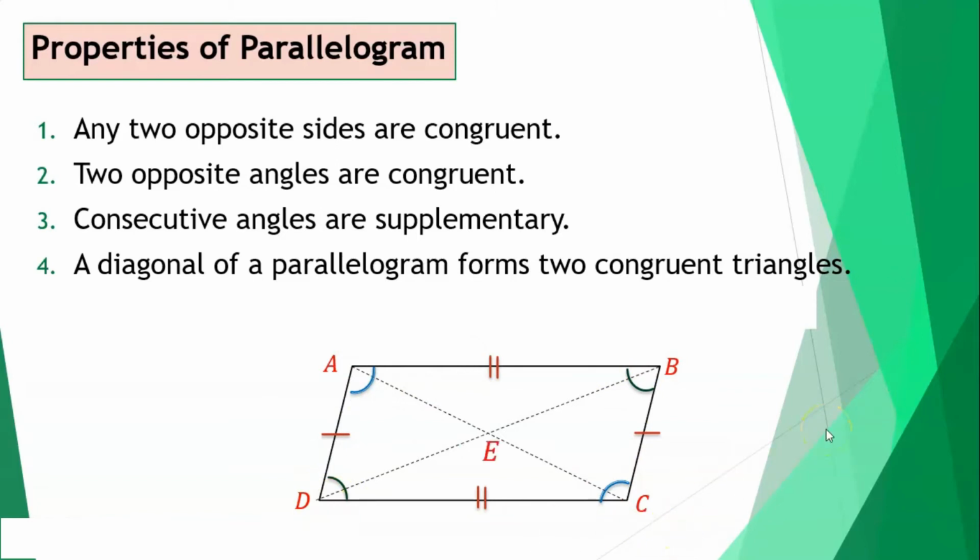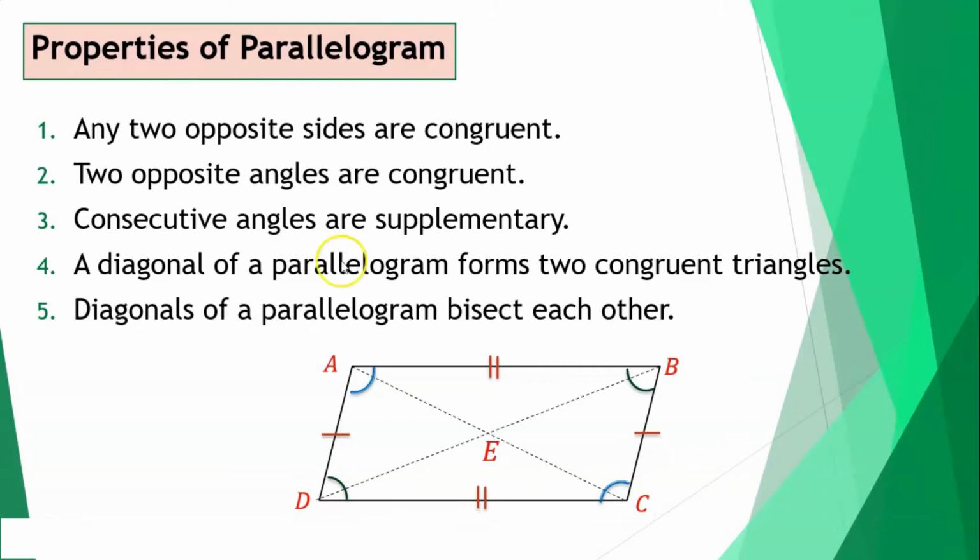And the fifth property is that diagonals of a parallelogram bisect each other. So take note, AC and BD intersect at point E. So with this, we can say that AE is equal to CE, or DE is equal to BE. So take note of that.